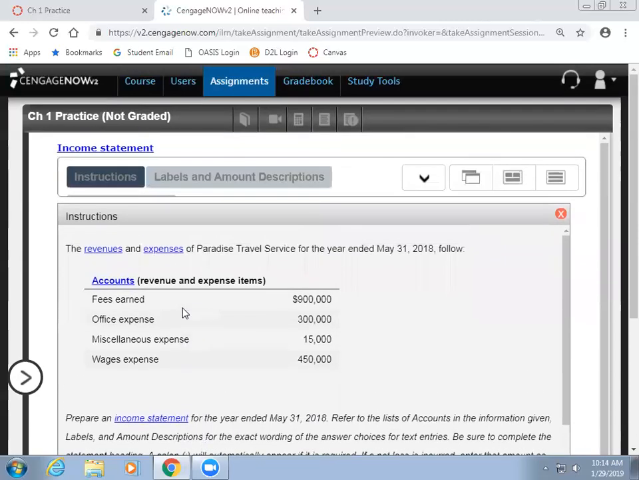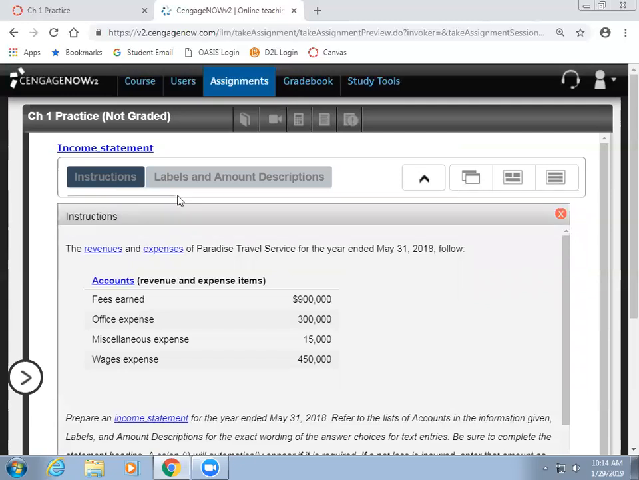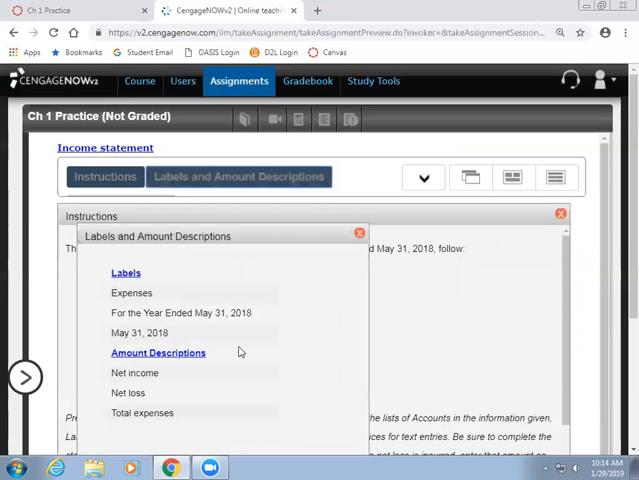When you're working in these blank sheet problems, you can click up here like instructions. Since it's blue there, that means that's what's displaying. If I click on labels and amount descriptions, it shows me the labels and descriptions I'm going to use. So you can always refer back to that, so you're typing in the right labels and descriptions.